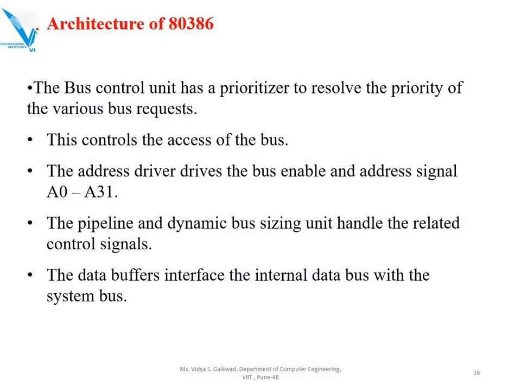So the bus control unit has a prioritizer to resolve the priority of various bus requests. So this controls the access of the bus. The address driver drives the bus enable and address signals A0 to A31. The pipeline and dynamic bus sizing unit handle the related control signals. The data buffers interface the internal data bus with the system bus.